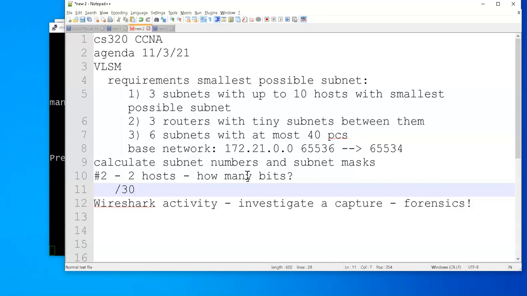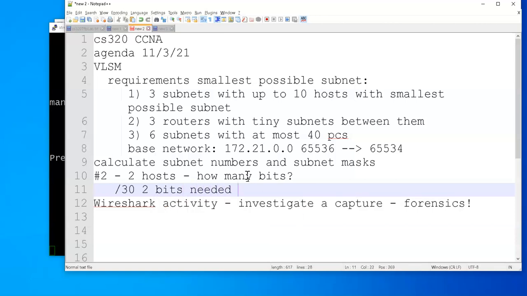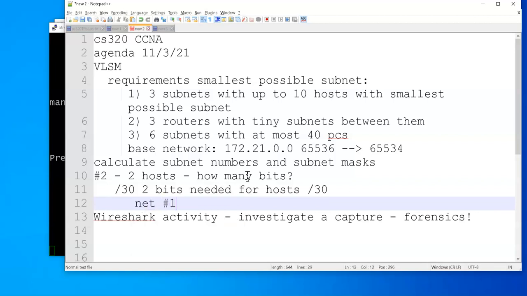Right, I see what you're saying. Yeah, /30 network, 2 bits needed. You are correct. He did do the correct /30. That is the correct number. So 2 bits needed on the host side. So it'd be /30. Okay, what would the network number be? We'll call it net number 1. That would be the correct subnet mask.